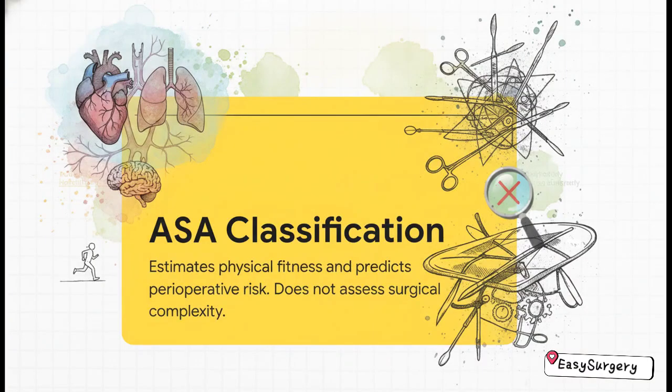So the crucial point to understand right off the bat is that the ASA classification evaluates a patient's systemic health baseline. It's there to estimate their preoperative physical fitness and predict perioperative morbidity and mortality. But, and this is a huge but, what it unequivocally does not do is assess the technical difficulty of the surgical procedure itself. A massively complex surgery on a totally healthy patient, that doesn't change their ASA score one bit. Really make sure you remember that distinction.